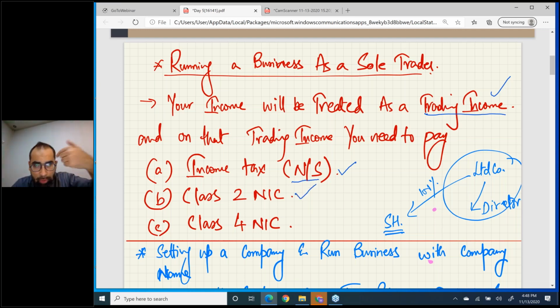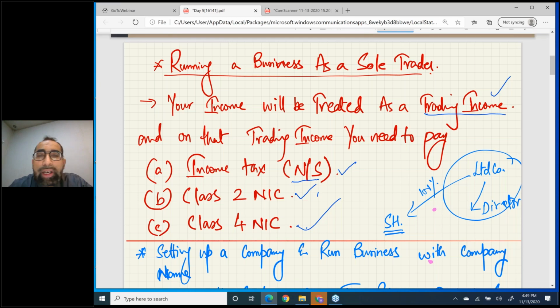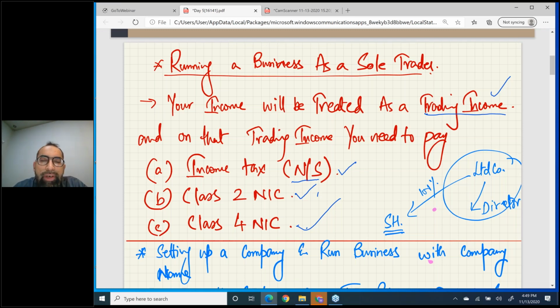You have to pay Class 2 NIC for yourself and Class 4 NIC for yourself. Class 2 NIC is fixed, and Class 4 NIC has rate percentages which you have in your kit. So these 3 things you have to pay when you are running your business as a sole trader. And one more thing: these Class 2 and Class 4 NIC are not an allowed expense from your trading income P&L. So this is option number 1 for you guys.